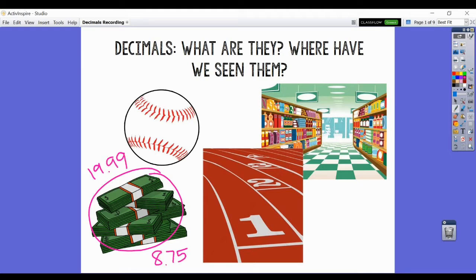We also might see decimals when it comes to baseball, such as a person's batting average, which could be 0.475, which is actually a pretty good batting average. We also see it in the grocery store, again with prices and with money, but even more, we can see it with races, sometimes track races or swimming races or even skiing races when we talk about a person's time, which might be 11.2 seconds.